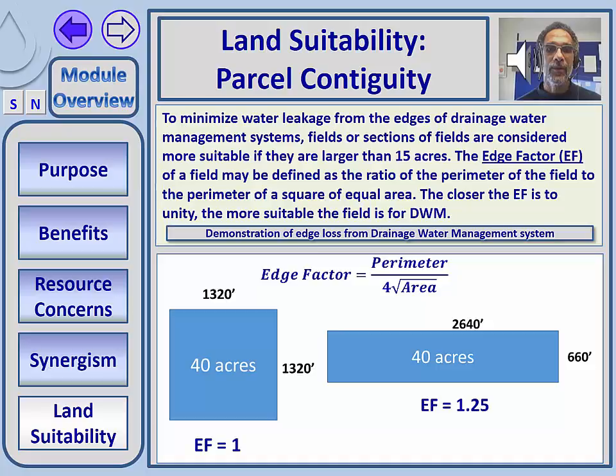The edge factor of a field may be defined as the ratio of the perimeter of the field to the perimeter of a square of equal area. The closer the edge factor is to unity, the more suitable the field is for drainage water management.